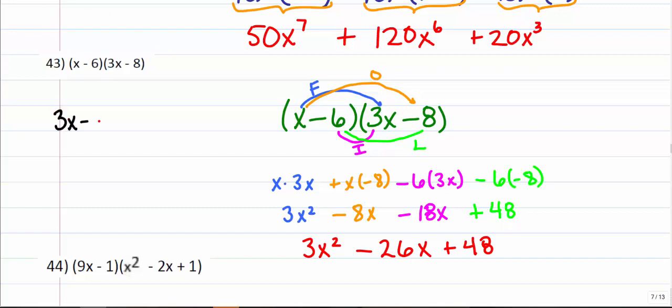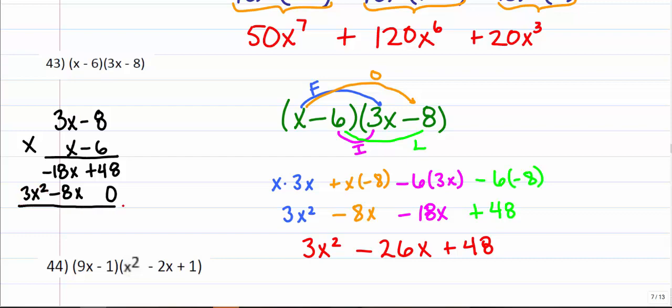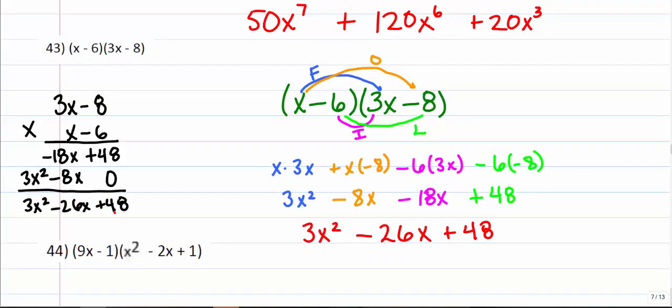Also notice that I could have worked it like this, where I just stack them. And I say, okay, it's like big old school times. That would be a positive 48. And negative 6 times 3x is negative 18x. Then I do a 0. And then x times negative 8 is negative 8x. And then x times 3x is 3x squared. And then I'm just stacked and ready to add. So those are some options for that one.